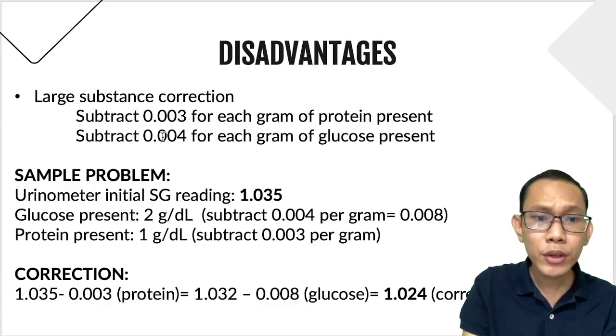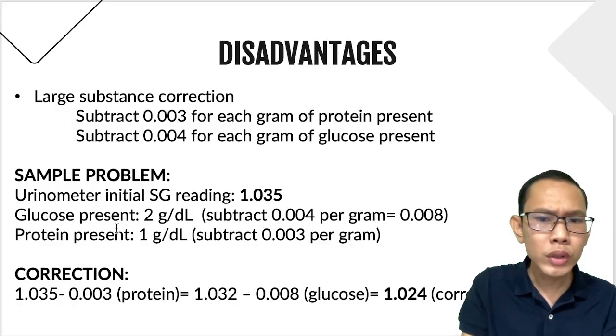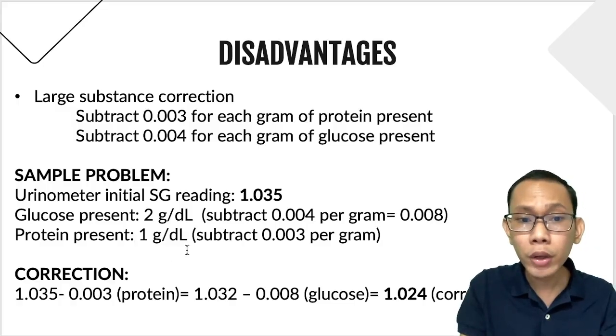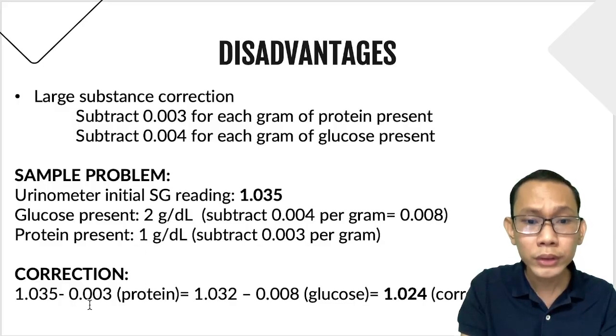For large substance correction natin, urinometer initial SG reading is 1.035, glucose present is 2 grams per dL, and protein present is 1 gram per dL. So, how do we make our correction? Correction natin, sasubtract lang natin, di ba? Initial reading natin is 1.035 minus ang ating protein in every gram, 0.003. Pero ang example natin, 1 gram lang. So, therefore, we subtract only 0.003.